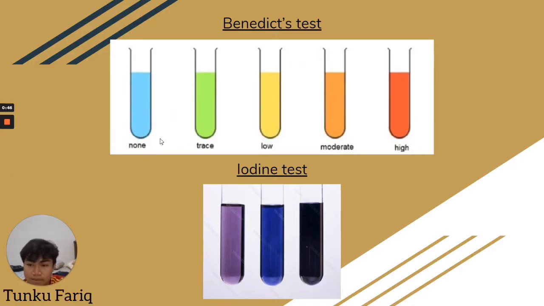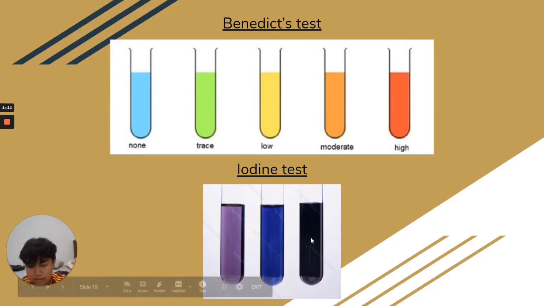Right? So these are the examples of when there's a presence of reducing sugar in the Benedict's test. So this is a high concentration or high presence of reducing sugars, so that's why it turns into a really red color. While if there is no presence of any reducing sugar, it remains light blue. For the iodine test, if there's a high presence of starch, it turns into a really dark blue-black pigment. While if there is a low presence of starch, it turns into a lighter color.